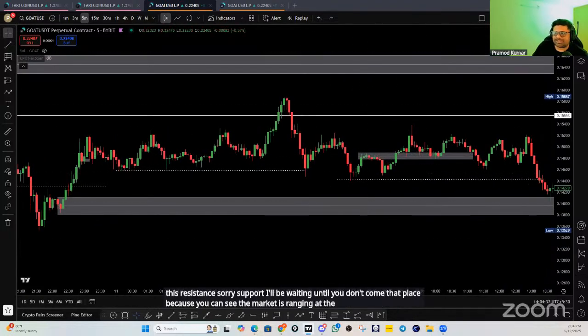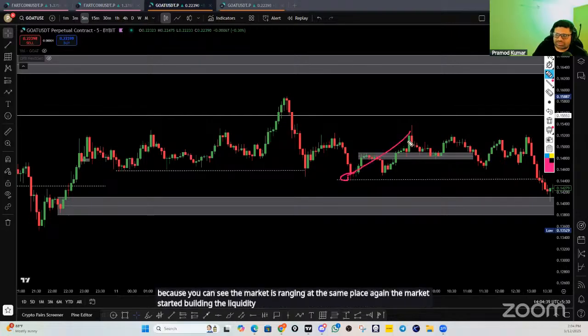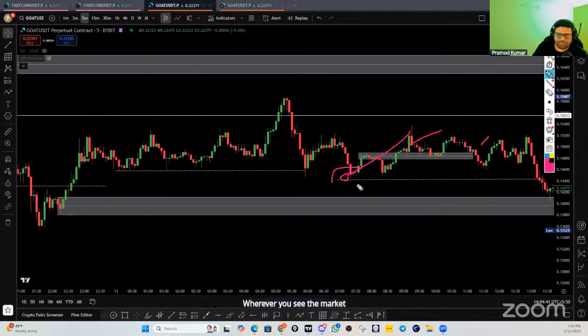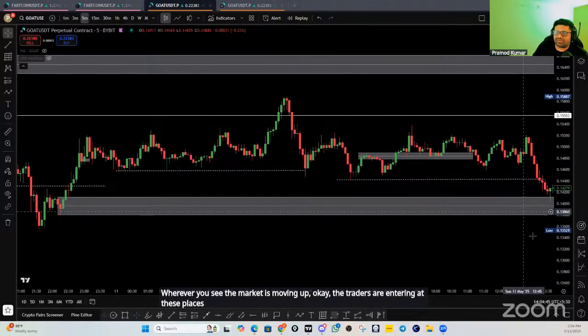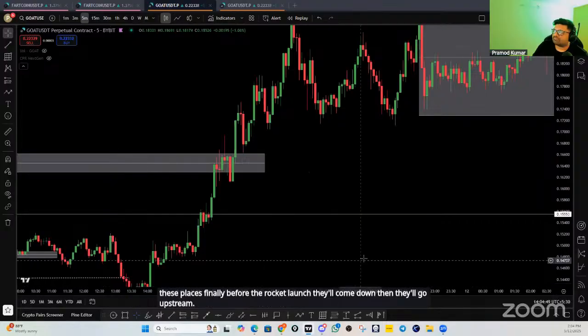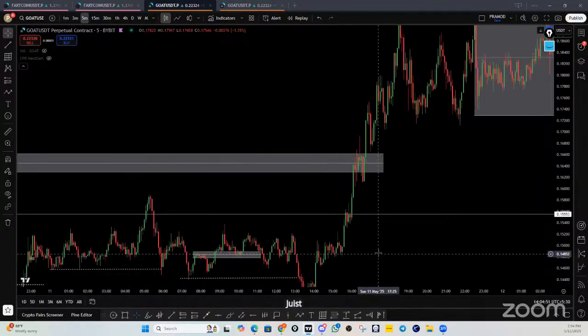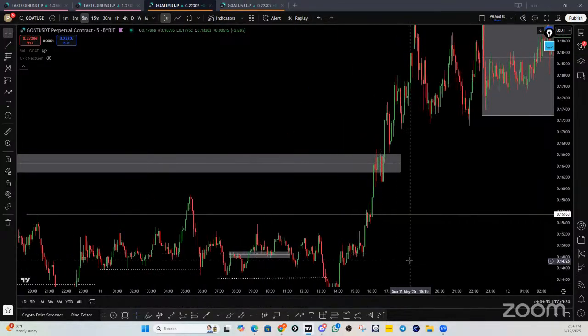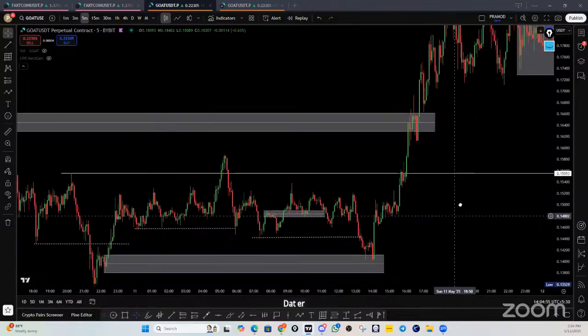Again, the market started building the liquidity. Wherever you see the market moving up, the traders are entering at these places. Finally, before the rocket launch, they'll come down, then they'll go up, sir. Yes, I understand. So between support and resistance, how do you say ranging?